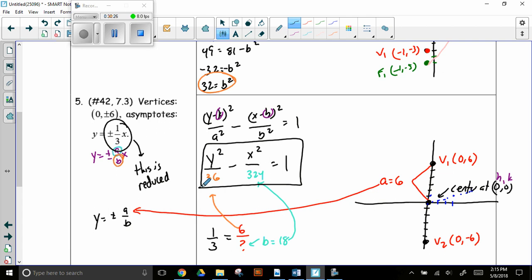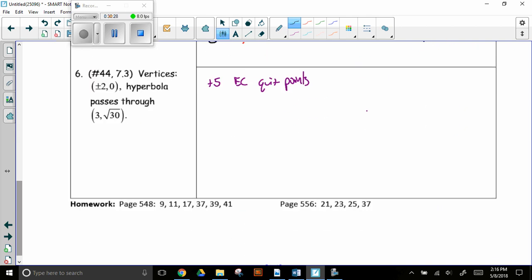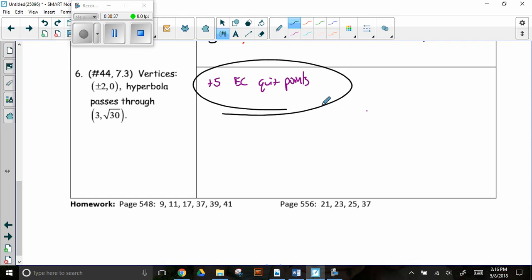Give yourself a shot. Give the homework problems a shot. It's going to be something that you struggle with, and that's okay. If you get done with the homework, then take a look at this extra credit question. I'd be happy to answer any and all questions that you have tomorrow.